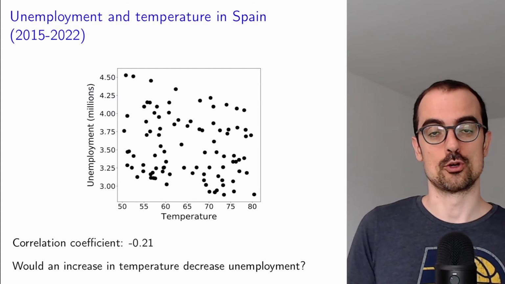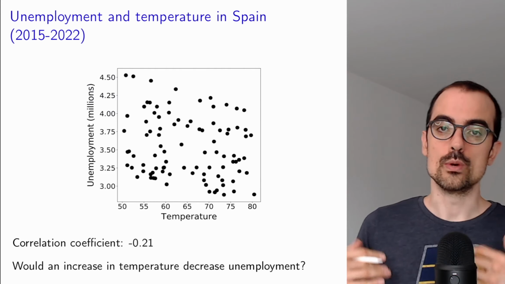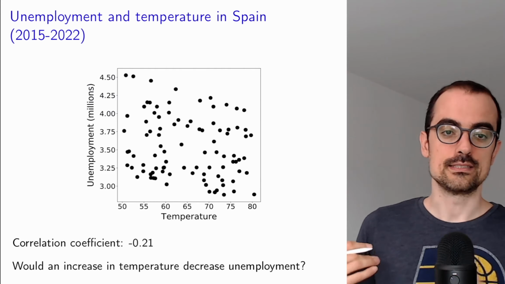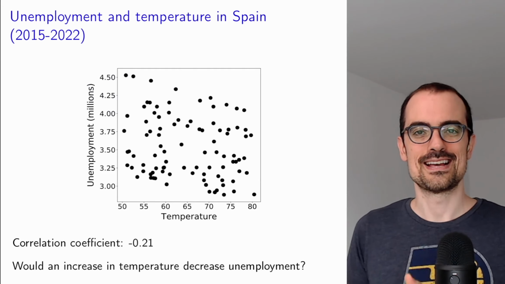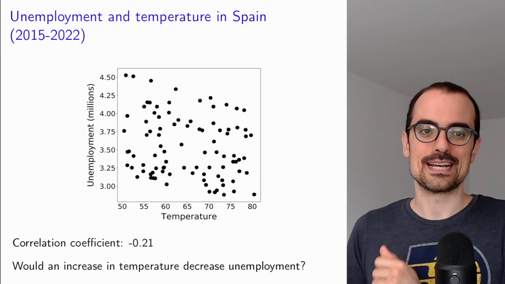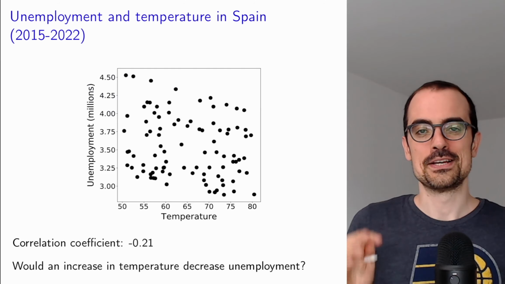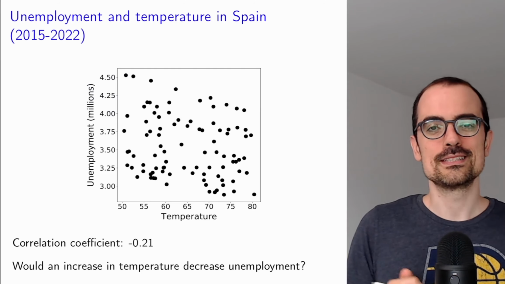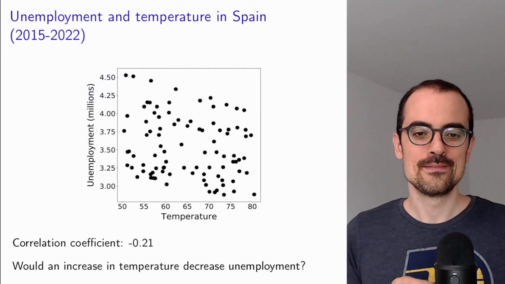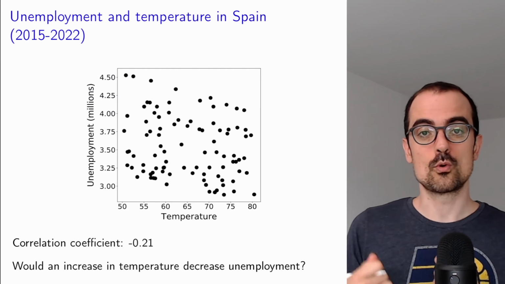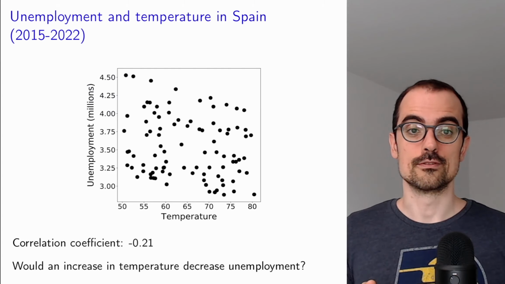Now the question that we would ask as economists would be, would an increase in temperature actually decrease unemployment? If for whatever reason next month we see in the forecast that the mean temperature is going to be abnormally high, does this mean that we can expect lower unemployment because of that? If you think about it for a moment, probably you see that common sense dictates that that will not be the case, but we're going to explore this type of questions rigorously from the lens of causal inference.